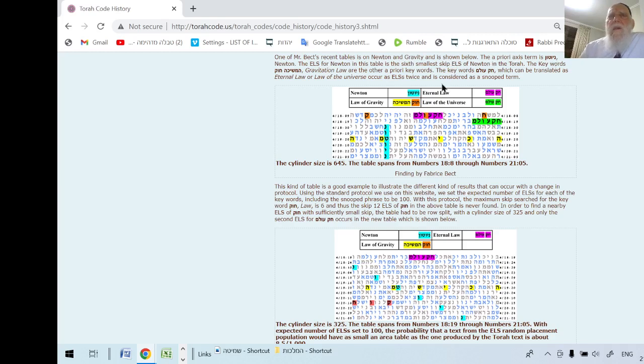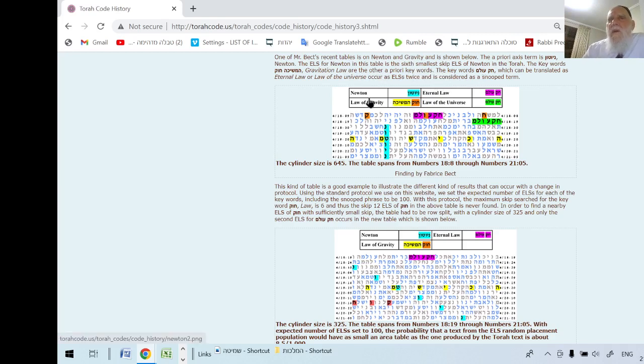The key words, which are Chok HaMshicha, gravitation law, are the other a priori key words. The key words, Chok Olam, which can be translated as eternal law or the law of the universe, occurs as ELS twice and is considered as a snooper term. So this is what you see here.